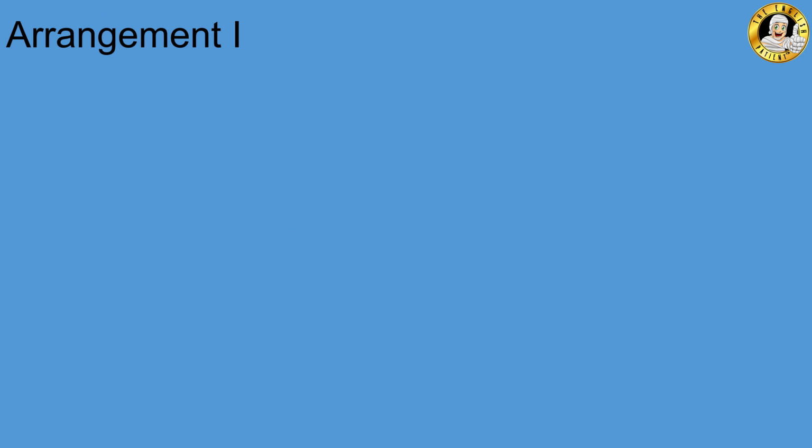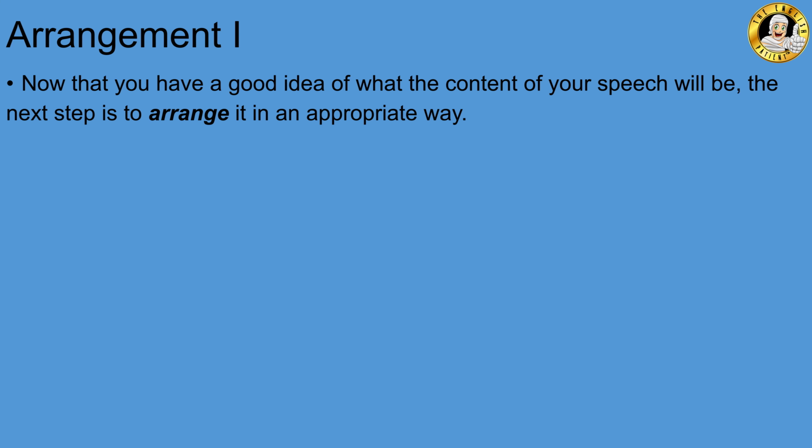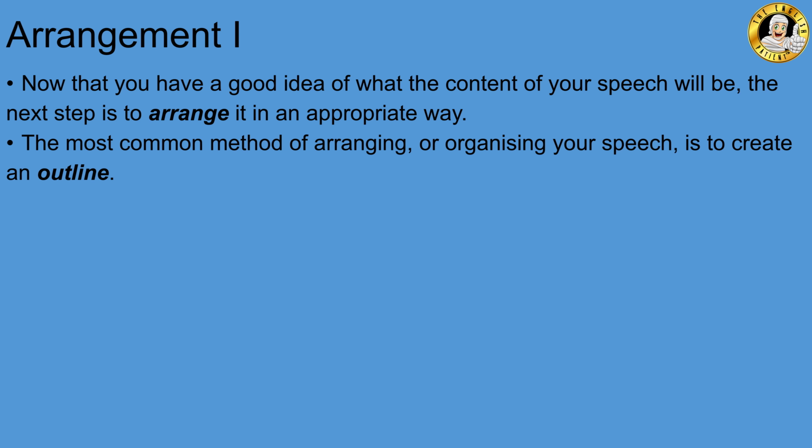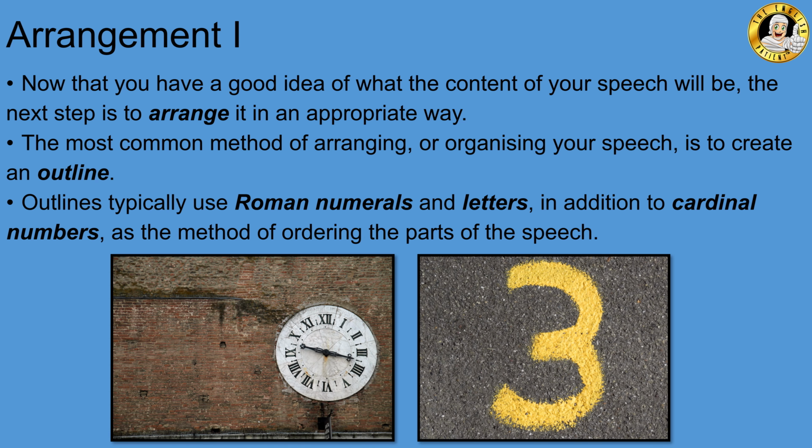Let's move on to the next part of the classical model, which is arrangement. At this stage, you should now have a good idea of what the content of your speech is going to be. The next step is to arrange it in an appropriate way. Now, the most common method of arranging or organizing a speech is to create an outline. Now, outlines will typically use Roman numerals and letters in addition to cardinal numbers as methods of ordering different parts of the speech.